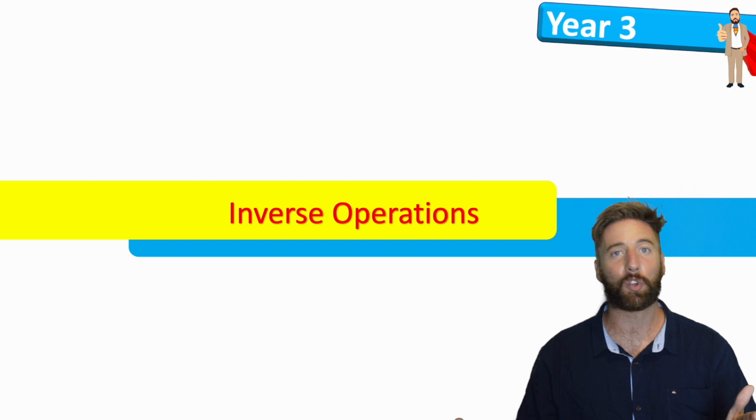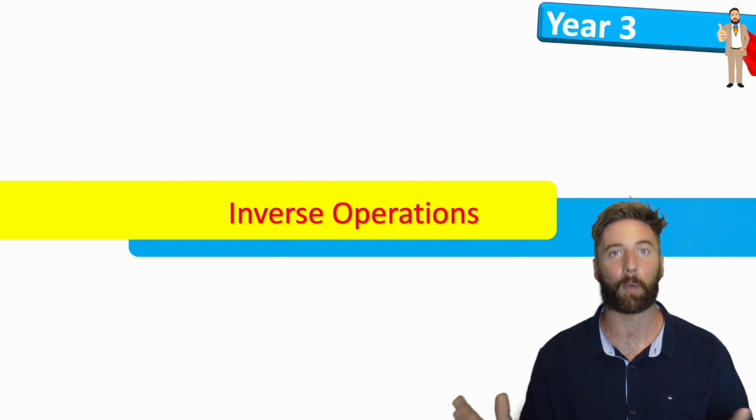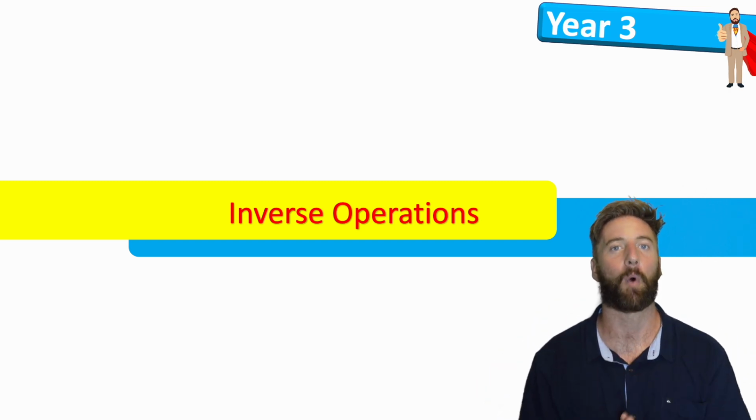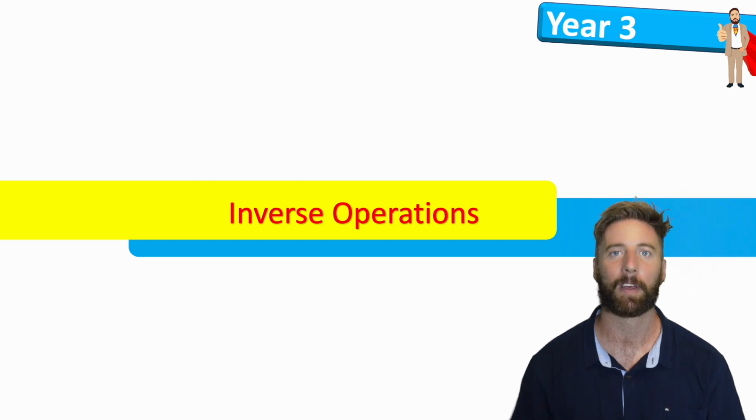Okay, there you go. If you can do that, you've mastered addition and subtraction. Now let's look at what they look like when we intertwine them, and what we're looking at is inverse operations. Let's jump into it.